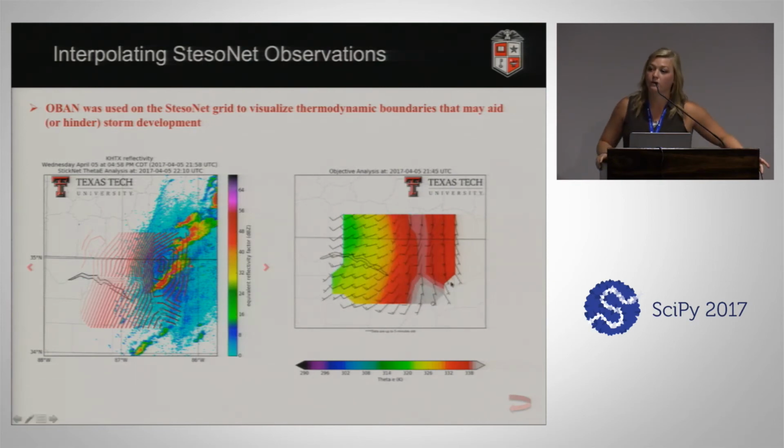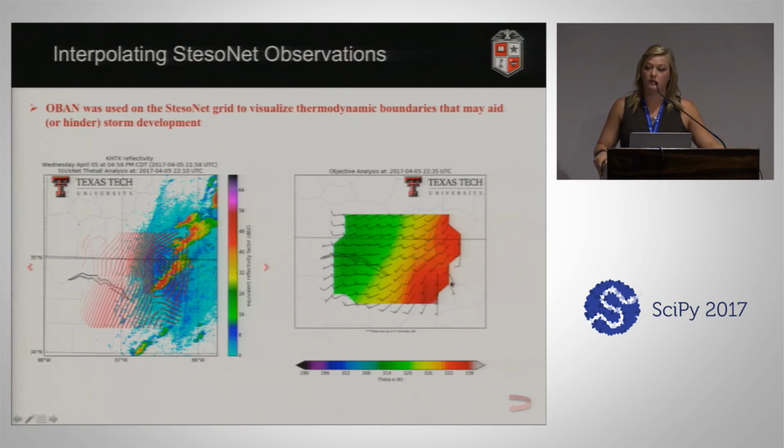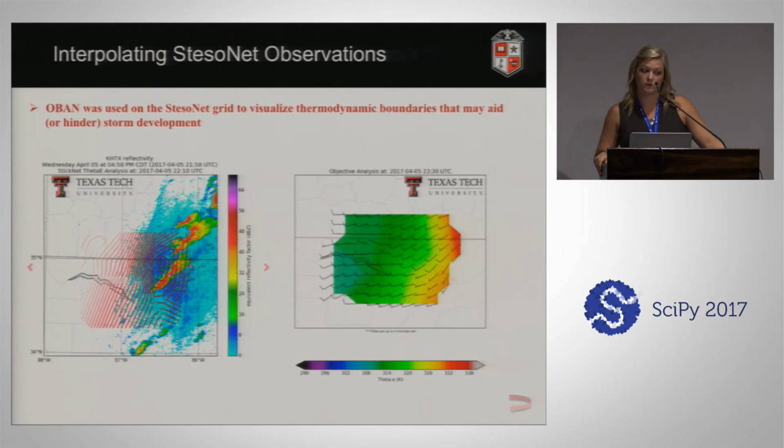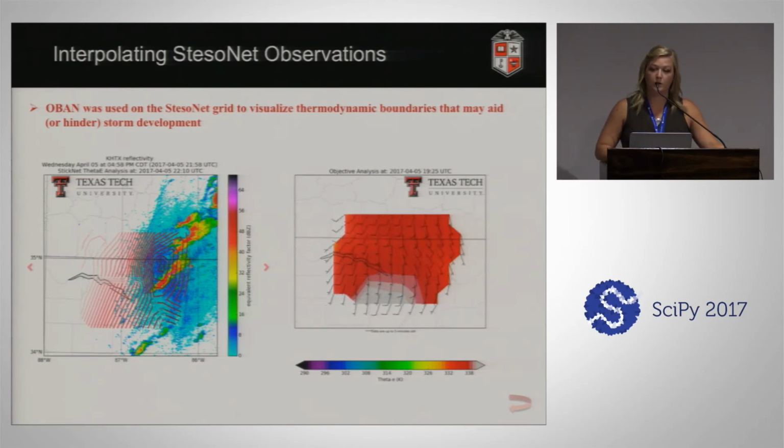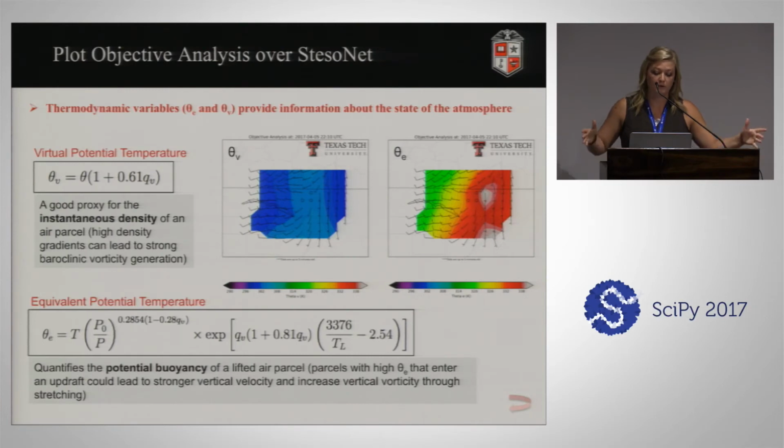What we use these for were our derived variables, such as equivalent potential temperature and virtual potential temperature. I'm not sure how familiar we are with our derived variables, but just a little overview. Why we wanted to show these objective analysis plots is because virtual potential temperature helps us figure out the instantaneous density of a parcel. And with changes in density, you can create vorticity, baroclinic vorticity, which tornadoes spin, you need vorticity for them. So that helped us try to figure out where regions of high vorticity along the surface were.